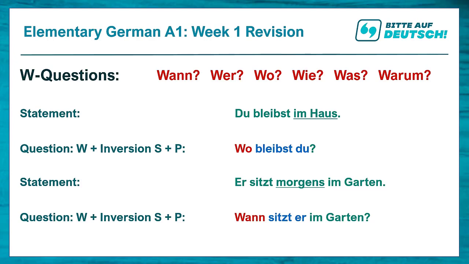In this particular case, we would like to inquire about the time and ask, when does he sit in the garden? So we need to use the question word for time, which in German is wann. We put this question word in the beginning of the sentence, then we invert subject and predicate and leave the rest of the sentence as it was before, adding a question mark at the end of it. So our final result is then, wann sitzt im Garten? With the answer being morgens.